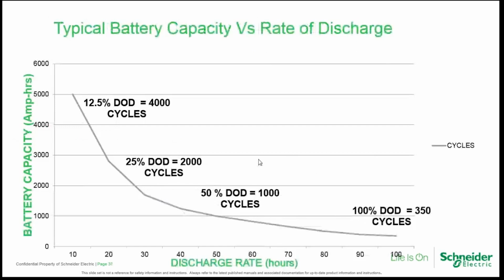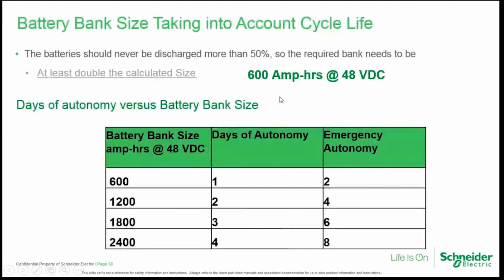But that means killing the battery. We can do that 350 times. So we don't want to do that. So we're targeting this range here, 50% depth of discharge. So that means we should have a 600 amp hour battery bank if we're talking about 48 volts.